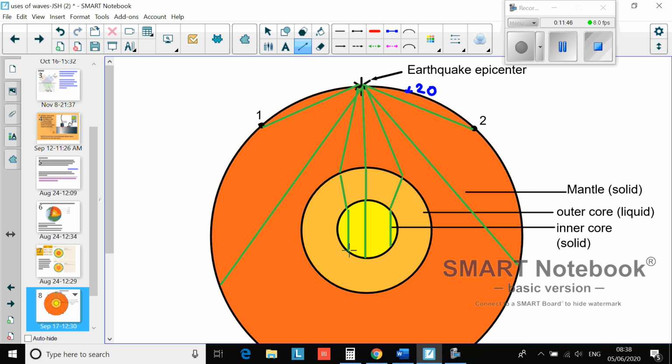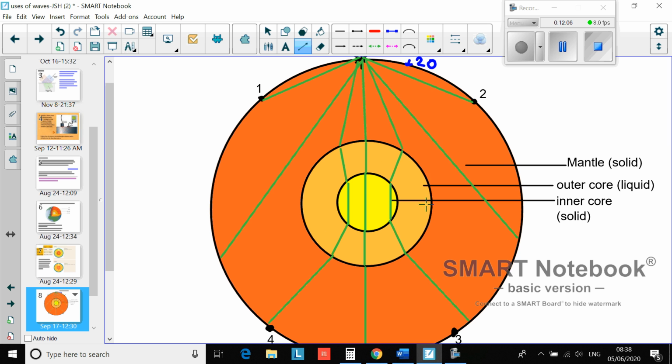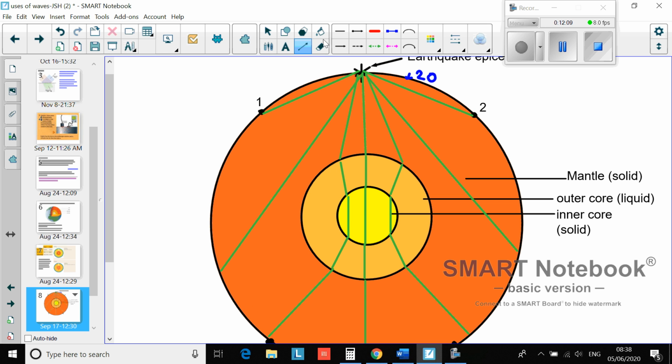And then what they do is they get to the liquid, they refract again, like that. And then obviously they'd refract one more time when they left the outer core to get through the mantle. Okay. Now we can time exactly how long it takes for earthquake waves to get to us.